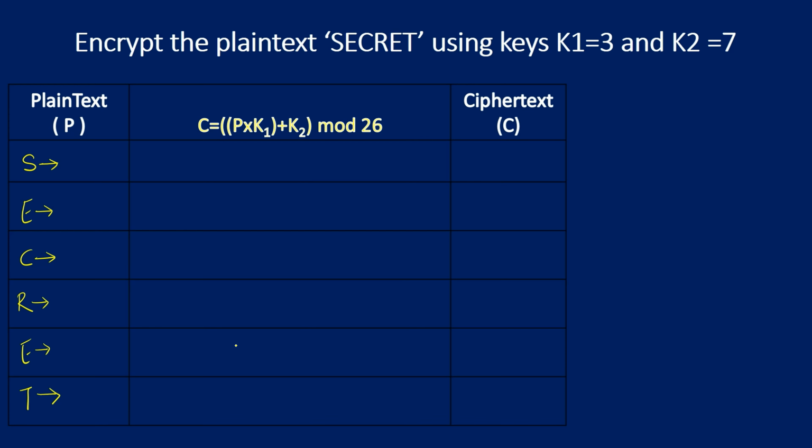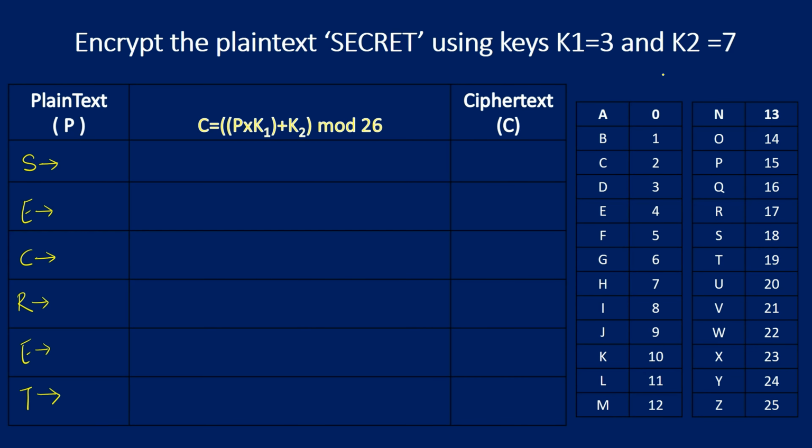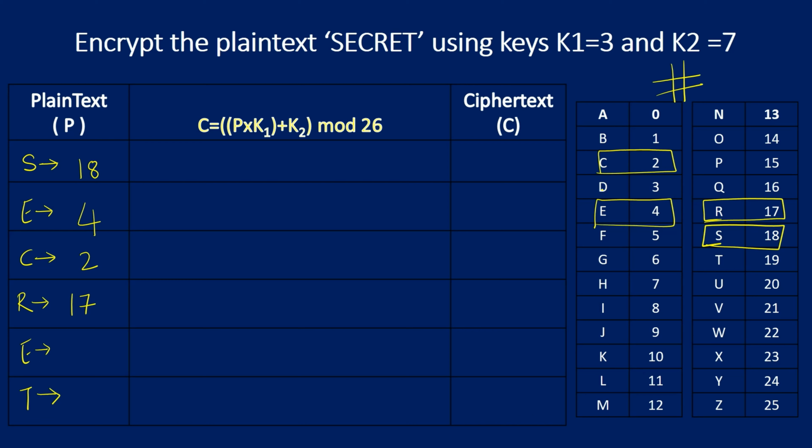For this we will require the mapping table which is shown here on the right. Okay, so we use this mapping table where A is mapped to 0, B is mapped to 1, C is mapped to 2 and so on and so forth till Z is mapped to 25. Now we pick up the proper number from this mapping table and put it in this first column. So what is the number corresponding to S? It is 18. What is the number corresponding to E? It is 4. What is the number corresponding to C? It is 2. What is the number corresponding to R? It is 17. What is the number corresponding to E? It is 4. And what is the number corresponding to T? It is 19. Now I have got the numbers which can be easily processed by this algorithm.